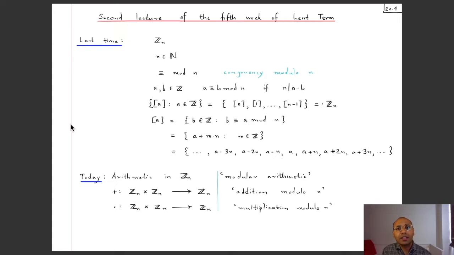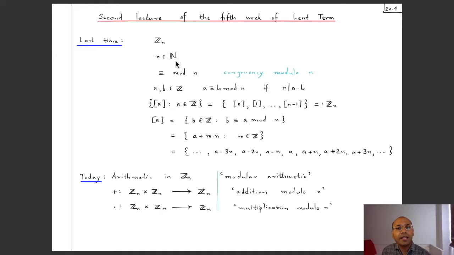Welcome to the second lecture of the fifth week of Lent term, and the plan today is to finish chapter 5. So last time we started with the last remaining topic in chapter 5, which is on Zn and its modular arithmetic. So let's recall what the Zn was.